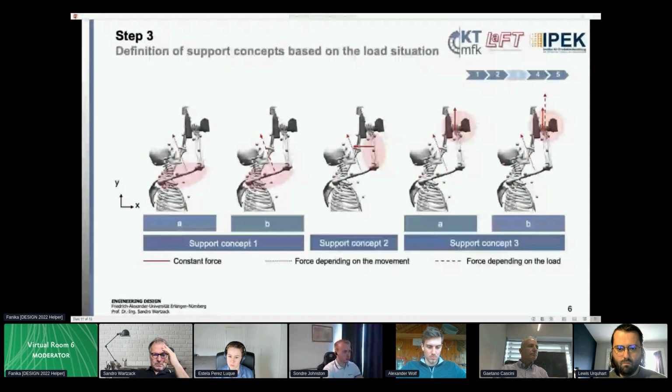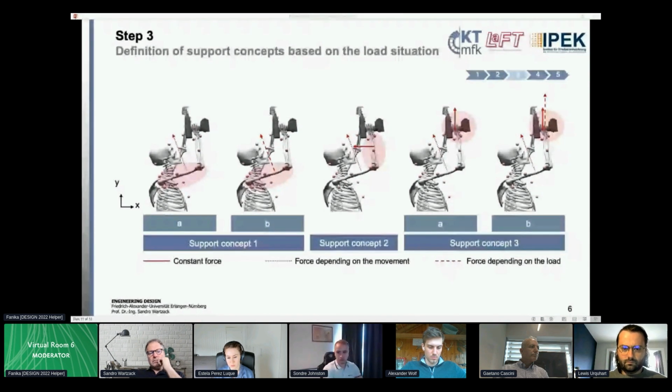In step 3, based on the analyzed load situation, various support concepts could be developed. Here, the support of the user is defined as a simplified force on the body part of the human model. And this allows the analysis of the effect of this support initially without further design changes of this support system. In the concept of the paper, 5 different support concepts are considered.